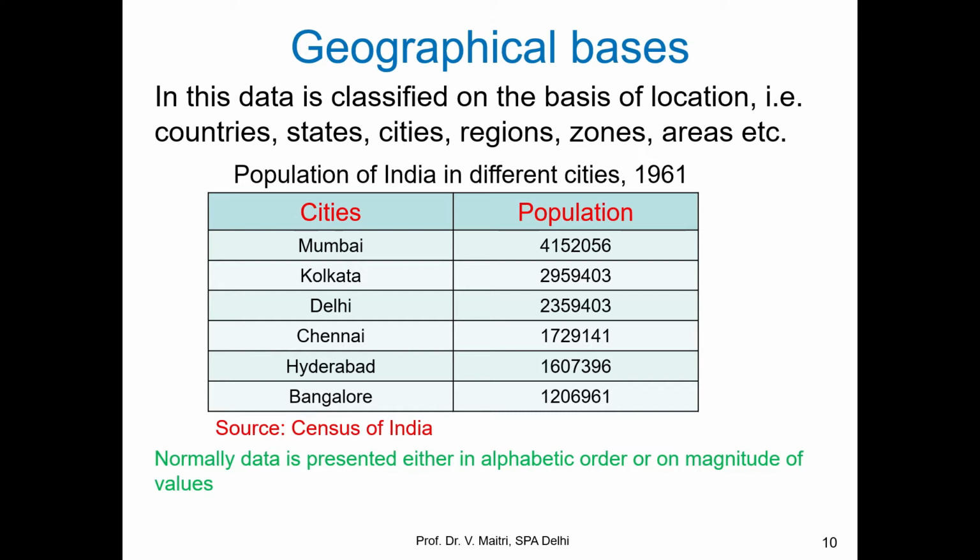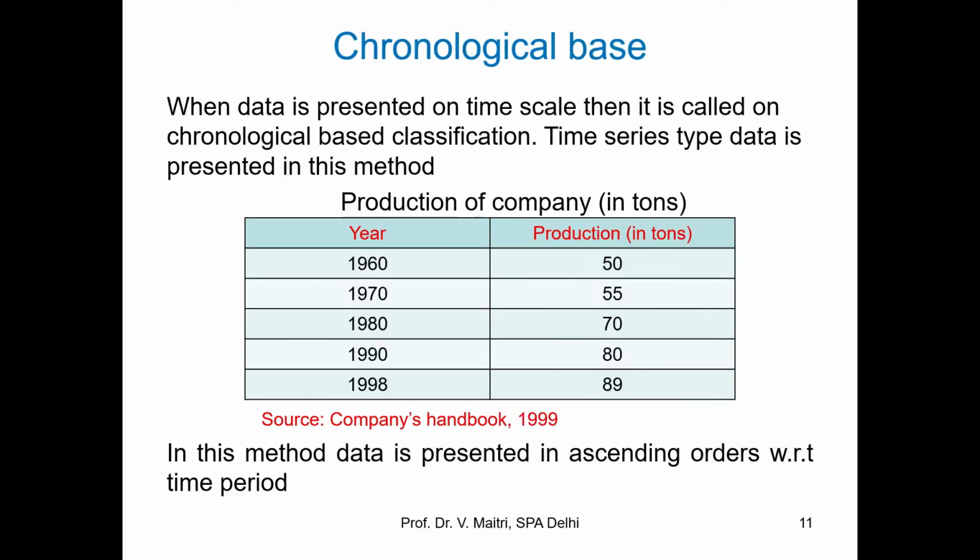Just see here, in this case we are presenting the data on the basis of magnitude of the value. That is, the highest value is given the top priority. We are not going alphabetically A, B, C, D, because then Bangalore should come first, but we are doing it population-wise, highest first. If we are doing the lowest one, Bangalore is again number one. So that is the fundamental way of presenting data on a geographical basis.